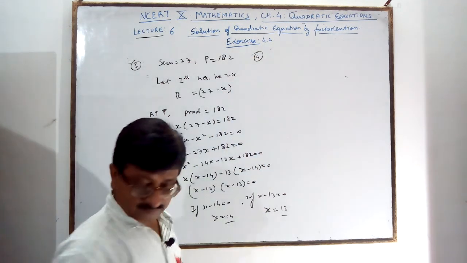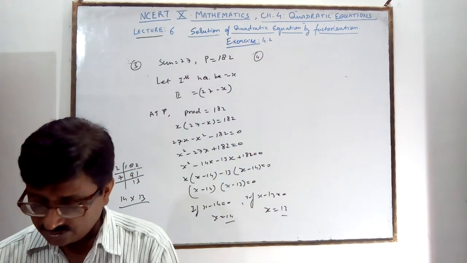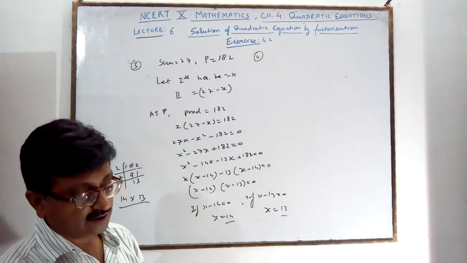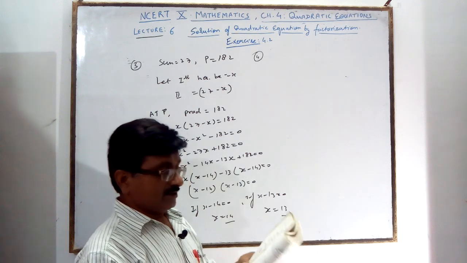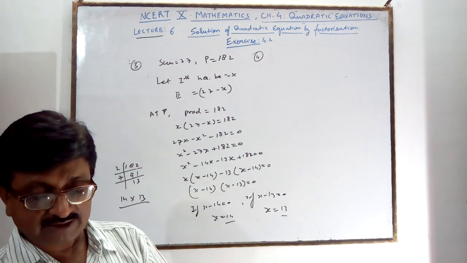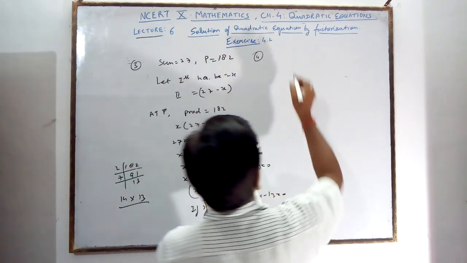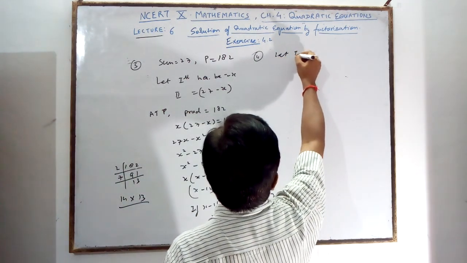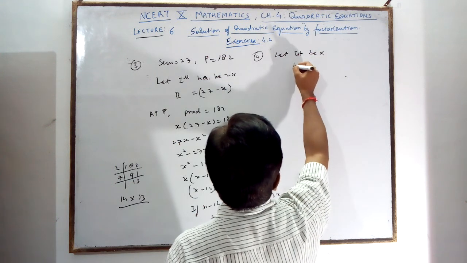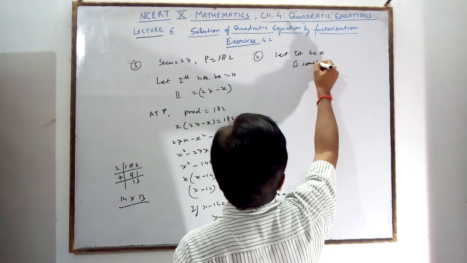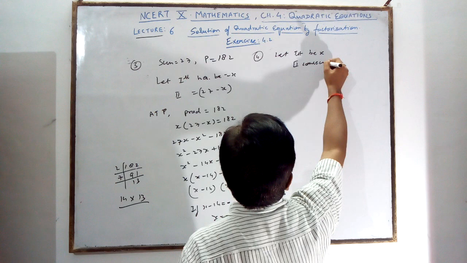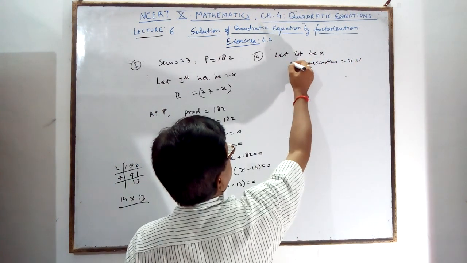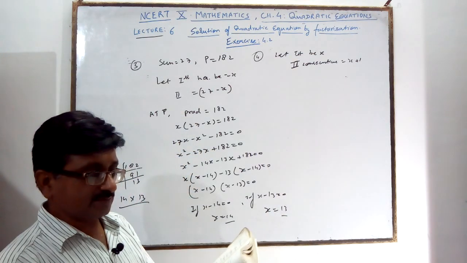Question number 4. Question number 4 is given here. Find two consecutive positive integers, the sum of whose squares is 365. Let the first be x, then the second consecutive. Consecutive means one more, x plus 1. So the second consecutive will always be x plus 1.